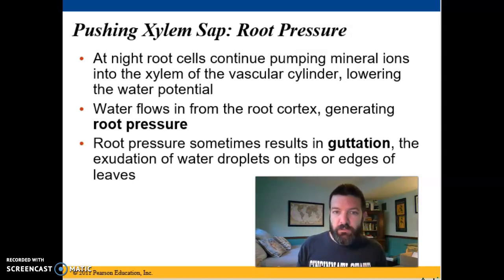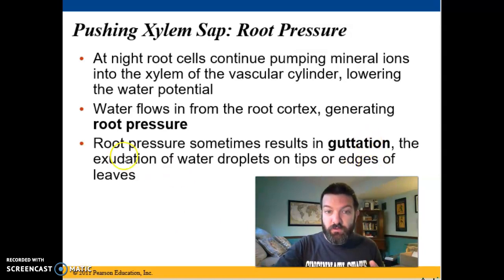And so a lot of plants, especially shorter plants, will end up in the middle of the night when there hasn't been a sun to evaporate the water. You'll see on the tips little droplets of water, and this is called guttation, and it's a result of root pressure, which is this pushing up of water from the roots. And this is different from dew.